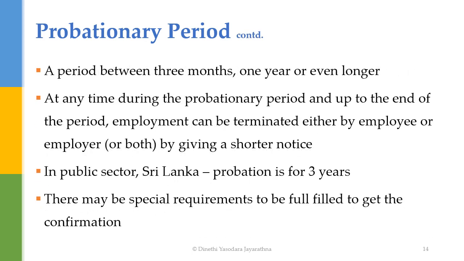This period can be between 3 months, 1 year, or even longer. So mostly in the private sector, they have like 3 months or 6 months or 1 year. At any time during this probationary period, up to the end of the period, the employment can be terminated either by the employee or the employer by giving a shorter notice.